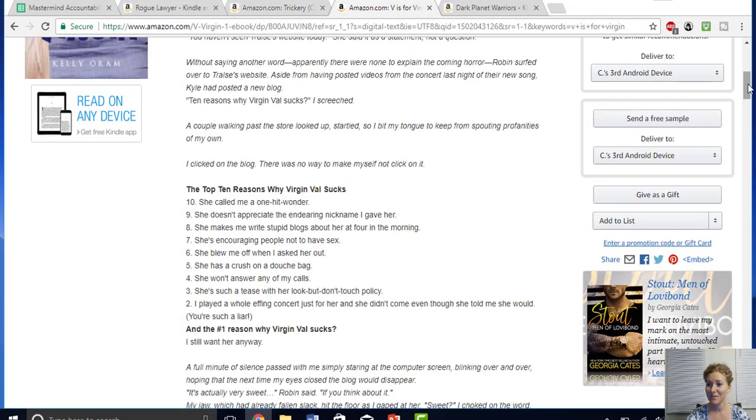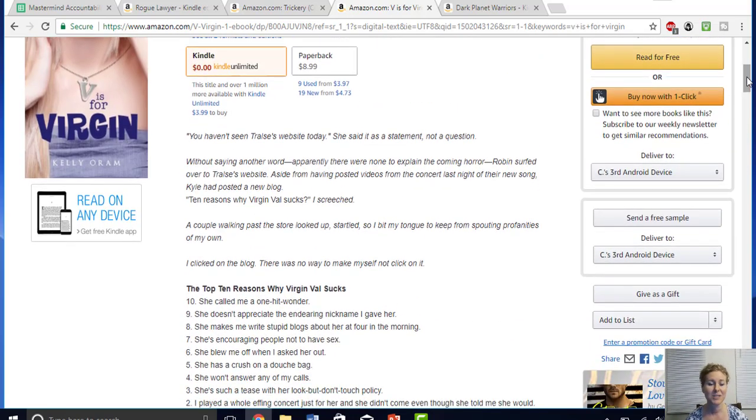Okay, this is one that I mentioned that you could have an excerpt in your blurb, either as just the blurb itself or an introduction to it. And this one does a great job. This is V is for Virgin by Kelly Oram. She's a great author. You guys really need to check her out. And so it starts off with this excerpt from the protagonist's point of view.